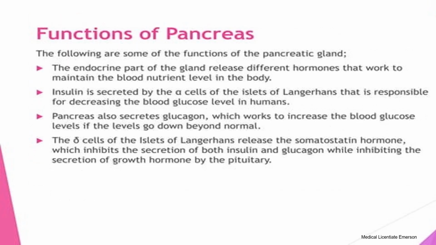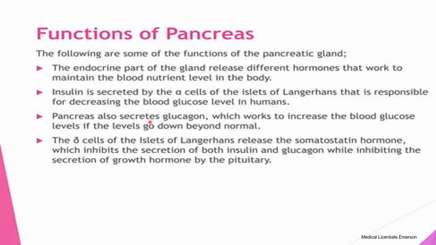So in terms of function of the pancreas, we also look at the hormones it produces. The endocrine part of the gland releases different hormones that work to maintain the blood nutrient level in the body. Insulin is secreted by the beta cells of the islets of Langerhans and is responsible for decreasing the blood glucose levels in humans.